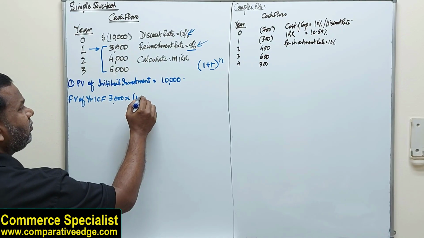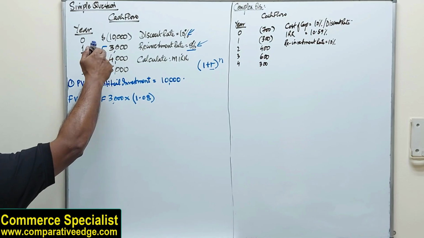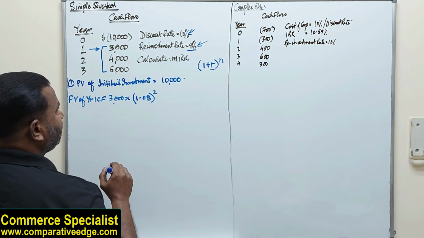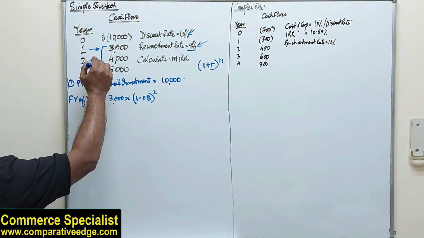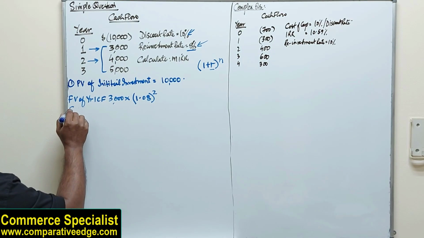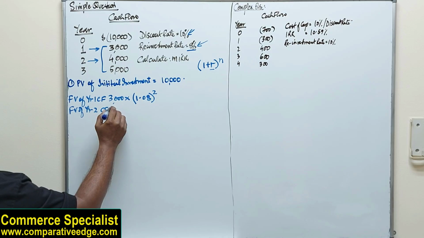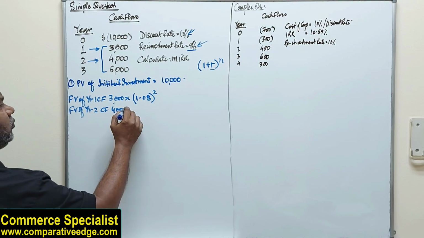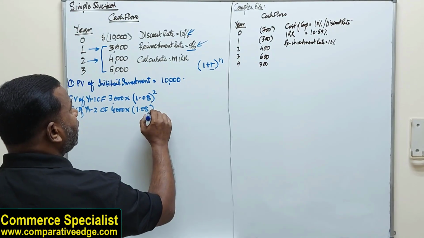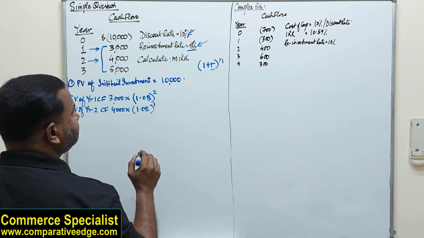So this will be 1.08. And remember, this 3000 is invested for another 2 years. So power 2. Likewise, this 4000 is invested for 1 year. So the future value of year 2 cash flow, which is 4000, we want to find its future value, 1.08, that means into 1 plus r. For this 4000 remain invested for 1 year, power 1.